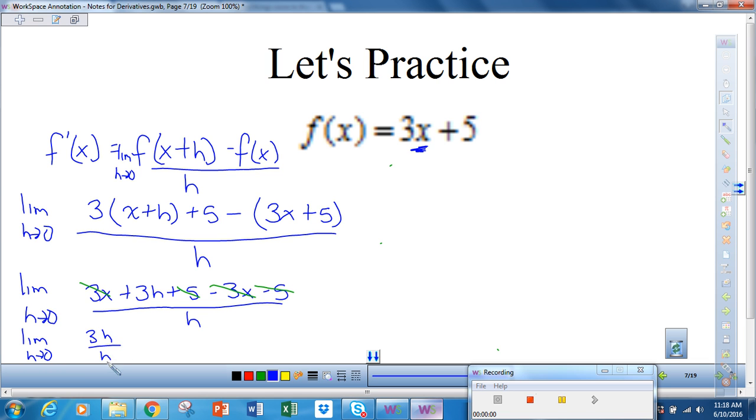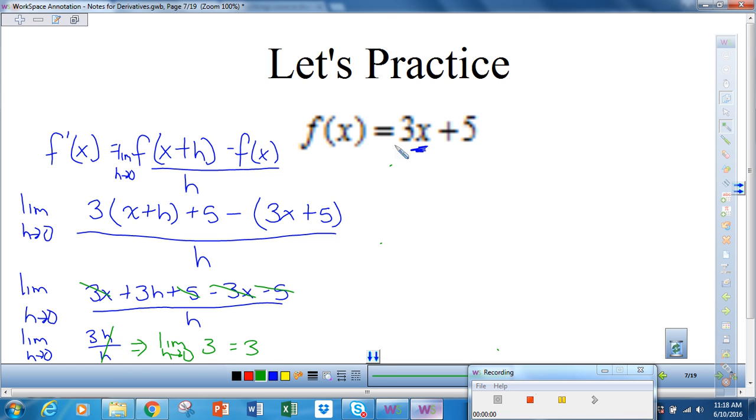And of course, that's still 0 over 0, but what else can I do here? I can cancel out those h's. So I have the limit as h approaches 0 of 3. The limit as h approaches 0 of a constant is the constant. So the answer is 3.